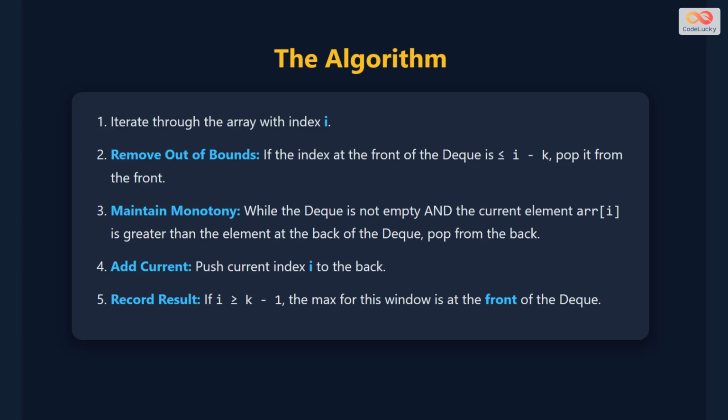So, the full algorithm has 3 main steps inside the loop. First, remove indices from the front that are out of the current window. Second, maintain the decreasing order by popping smaller elements from the back. Third, add the current index to the back. The maximum element for the current window will always be waiting for us at the very front of the deque.